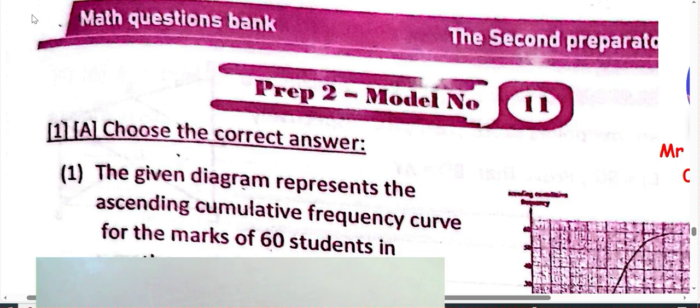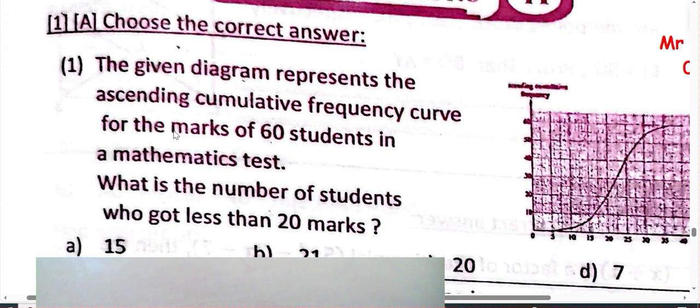Prep 2. Today we'll solve from the Dakahlia governorate questions bank, model number 11. Look with me at the first question. Choose the correct answer. The given diagram represents the ascending cumulative frequency curve for the marks of 60 students in the mathematics test. What is the number of students who got less than 20 marks?